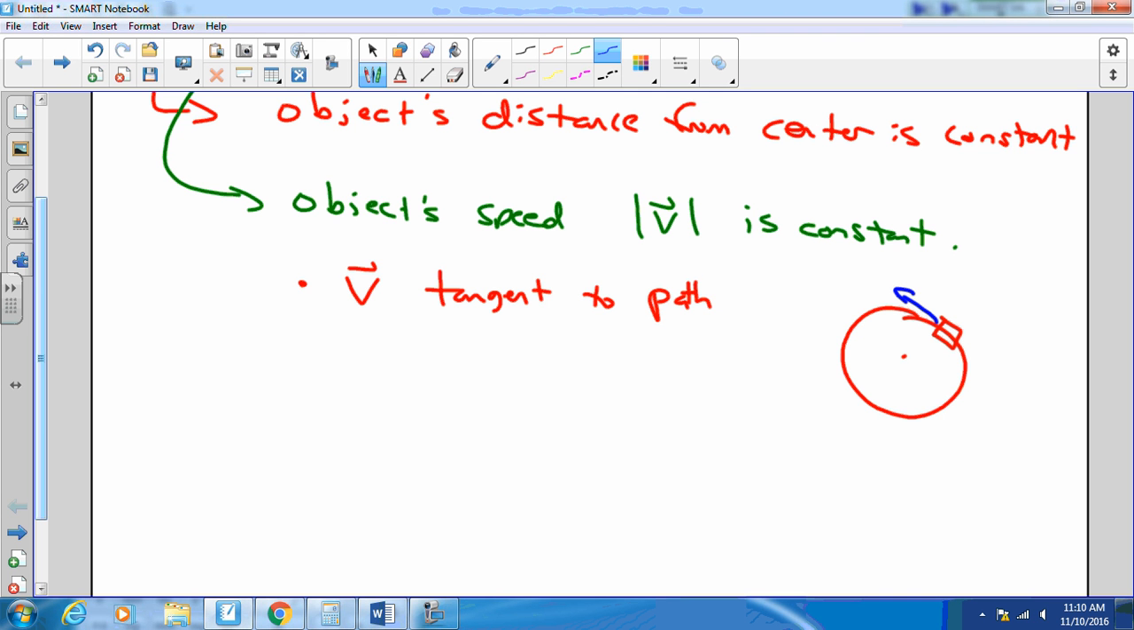Why should it be tangent? Okay. Can I explain this without calculus? No, you asked for it. All right. So here we go.